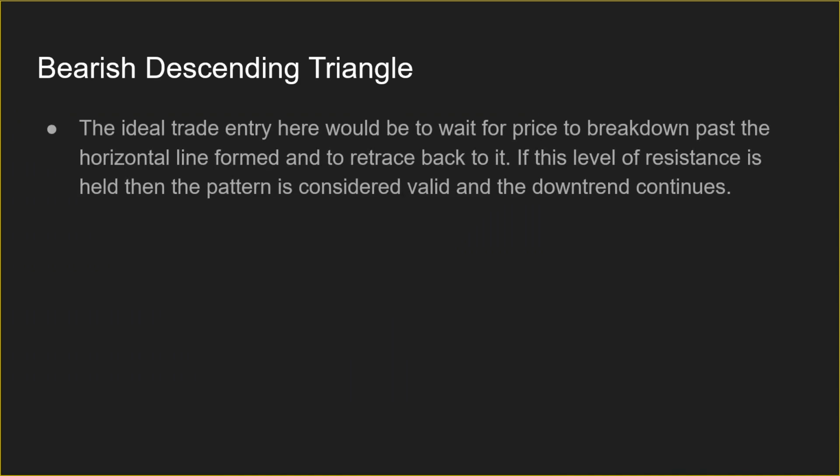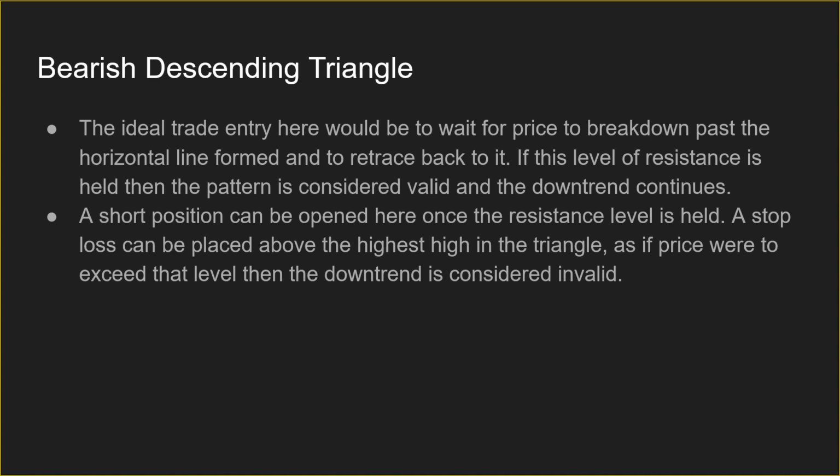For a bearish descending triangle, the ideal trade entry here would be to wait for price to break down past the horizontal line formed and to retrace back to it. If this level of resistance is held, then the pattern is considered valid and the downtrend continues. A short position in this situation can be opened here once the resistance level is held. A stop loss can be placed above the highest high in the triangle, as if price were to exceed that level, then the downtrend is considered invalid.